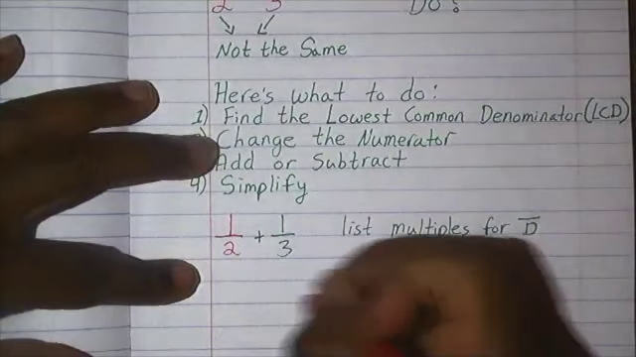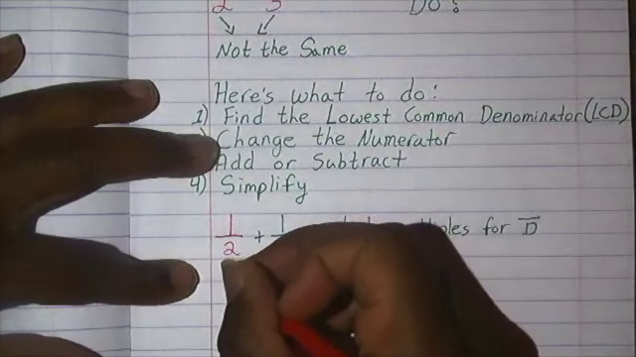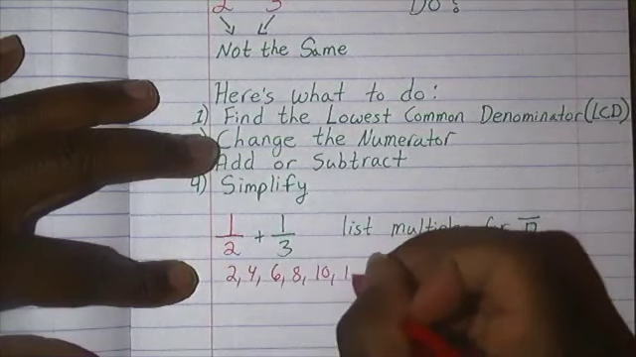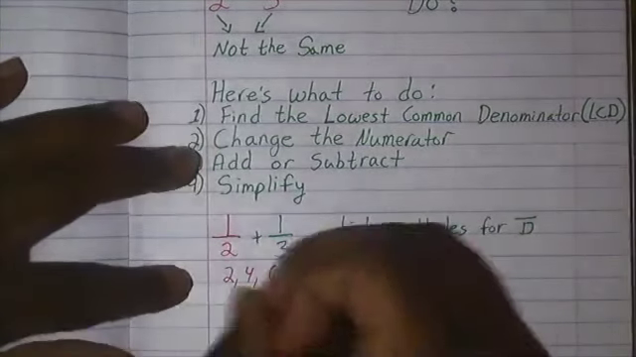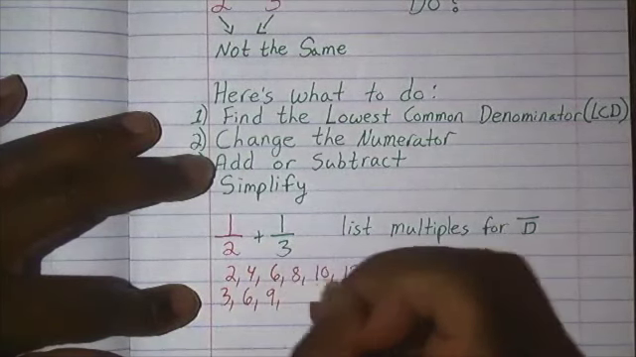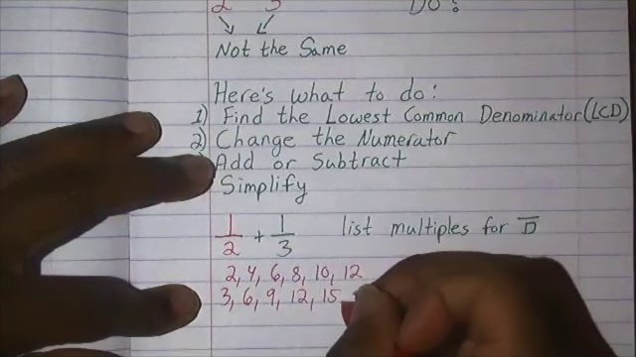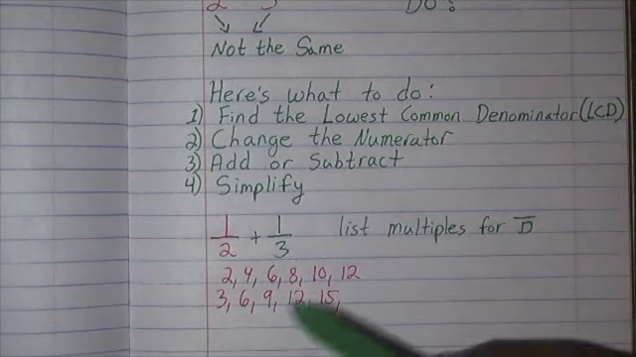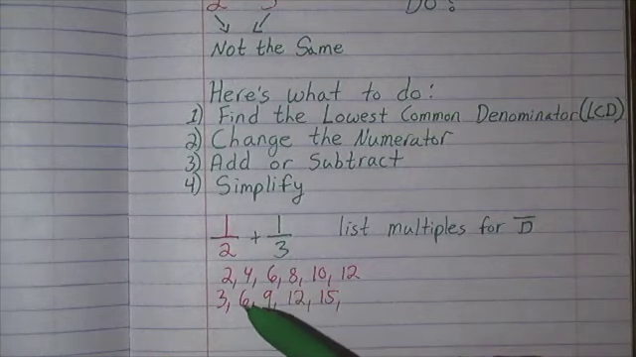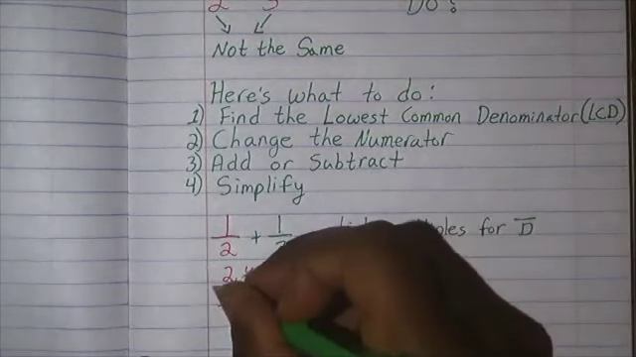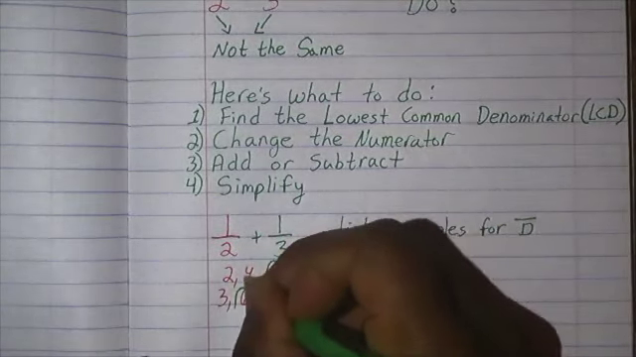It looks like this. If I list my multiples for the denominator 2, I get 2, 4, 6, 8, 10, 12, and I can go on and on. Now if I want to list my multiples for 3, I have 3, 6, 9, 12, 15, and I can go on and on with that one. But if you're paying attention, you will see that they already have something in common, right? So what is the lowest common multiple that they have, or the lowest common denominator? Well, it would be this 6. That is the first one that they have that is the same.